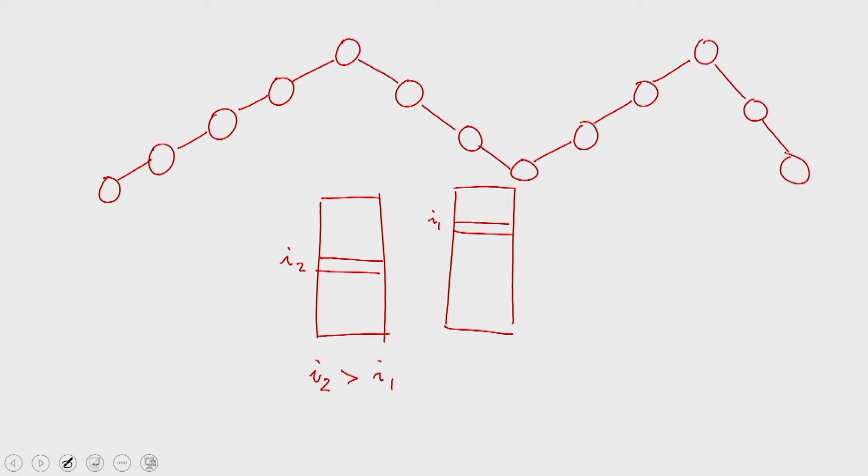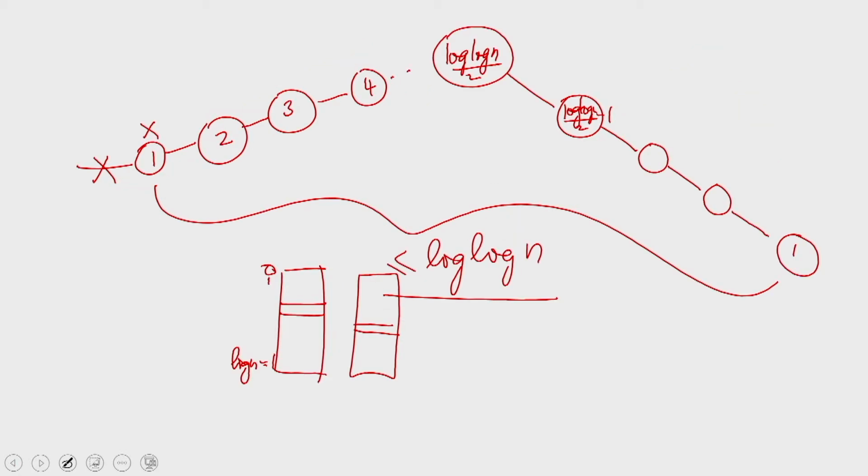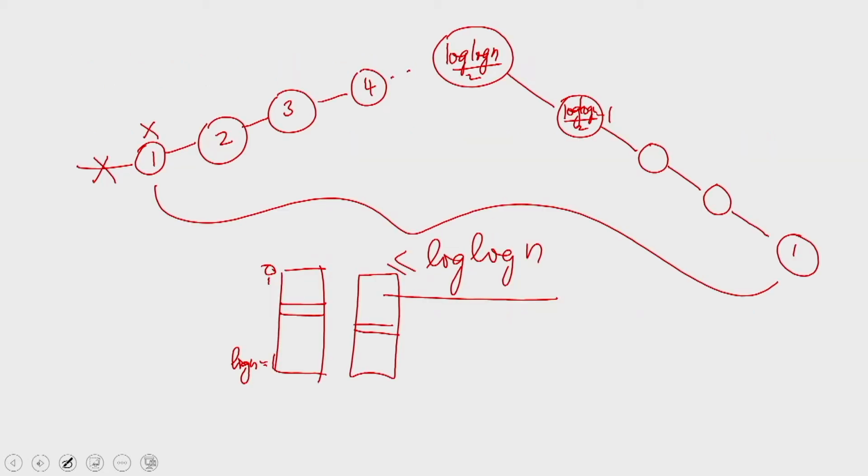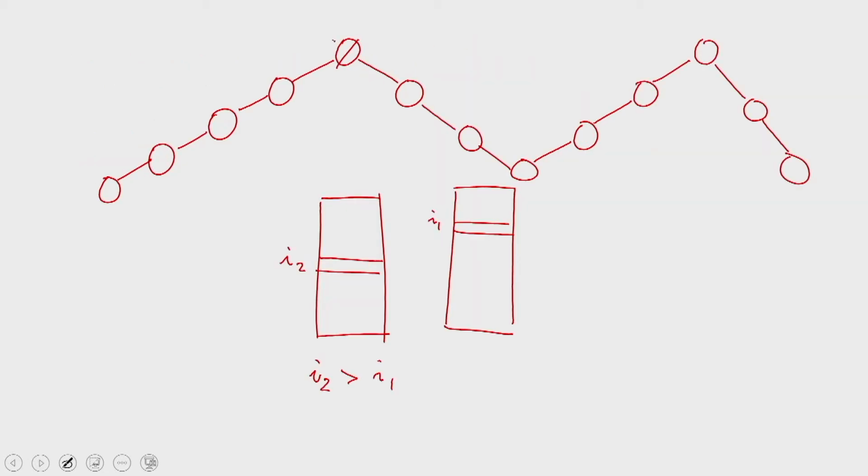We would like a node that has advanced more in its column to be elected the ruler rather than the subject. So, that is what we do here. We consider the depths of the various nodes and then elect every vertex that is a local maximum on depth as the ruler. So, the local maxima would be chosen as the rulers. Now, this is not on the basis of colors, but on the basis of depths.